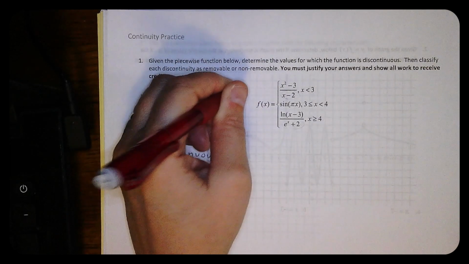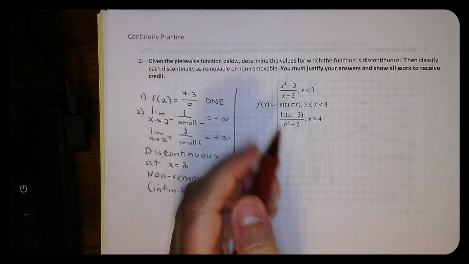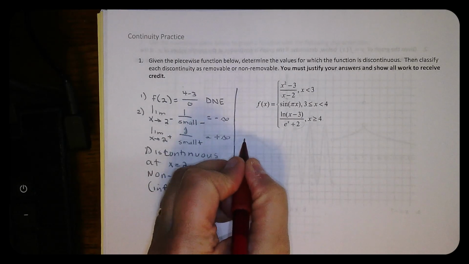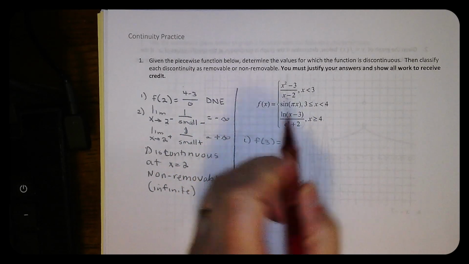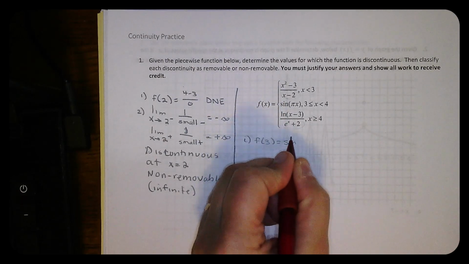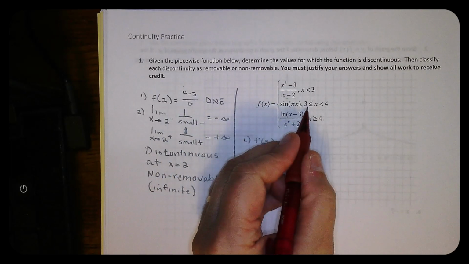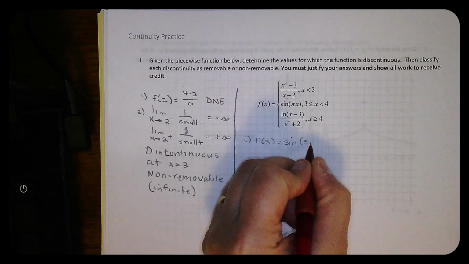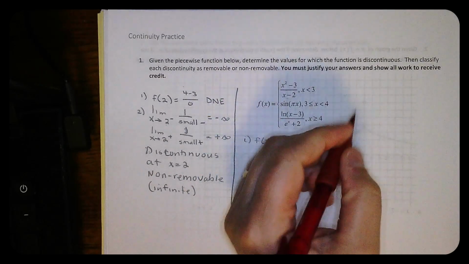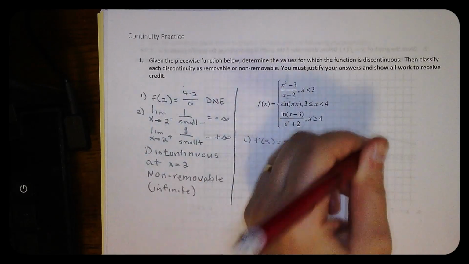All right. Second, let's take a look at 3. So first we have to say, does f of 3 exist? Well, we're supposed to use the second function piece if x is between 3 and 4, and you're including 3. So that would be sine of 3 pi, and we know that sine of 3 pi is the same thing as sine of pi, and that is 0. So it exists.